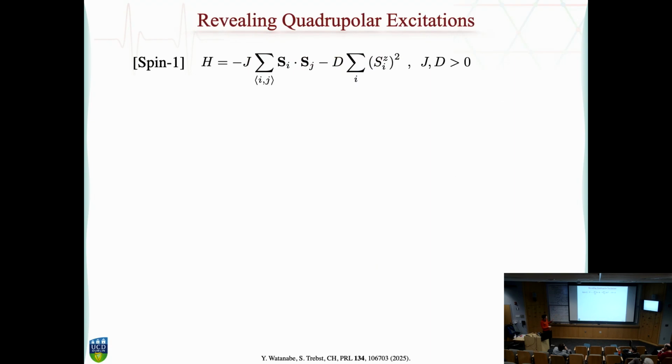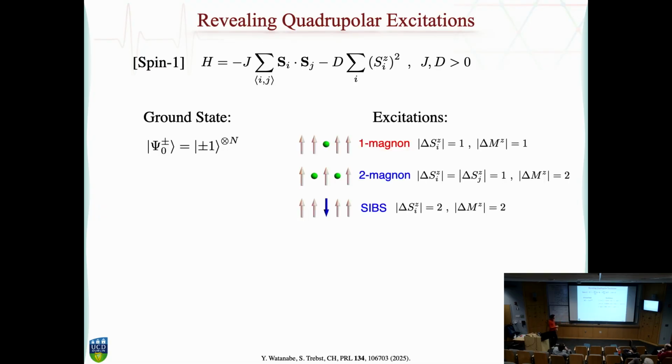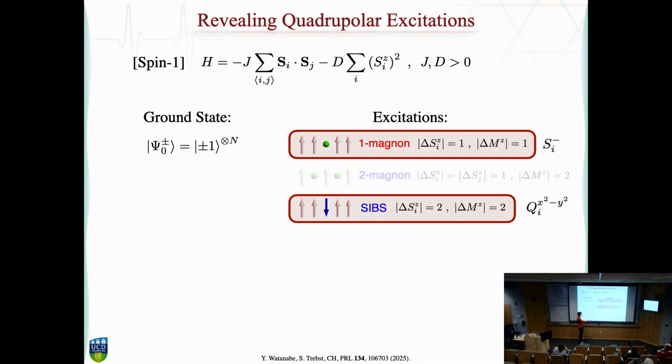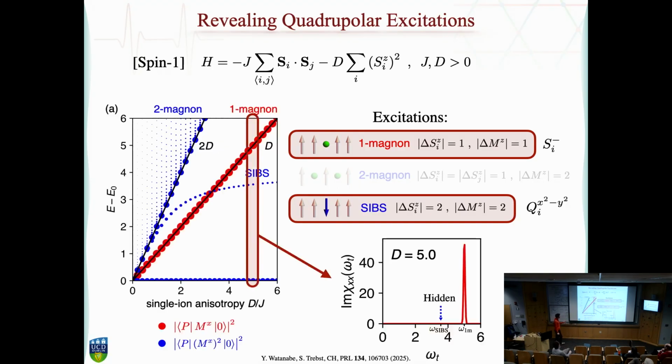I'll just tell you that there's a model, I won't give you the details, in which you can do this: a very easy Heisenberg model with single-ion anisotropy. The ground state is all the spins pointing up or down. The excitations are: there's a 1-magnon excitation, where you go from +1 to 0. There's 2-magnon excitations, and then there's a special quadrupolar excitation, where you go from +1 all the way to -1. So this is a change of m by 2. This is activated by a spin operator, but this is activated by a quadrupolar operator. And in the linear response, if you look at that cut here, the single-ion bound state should be here, but in the linear response you won't see it because of this dipolar selection rule. So you'll only see the magnons.